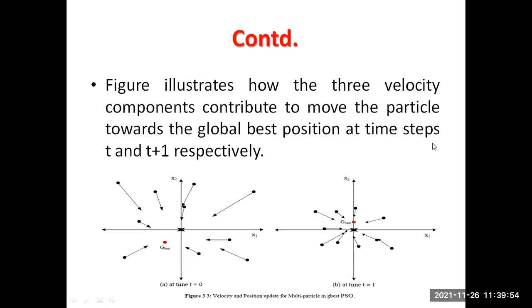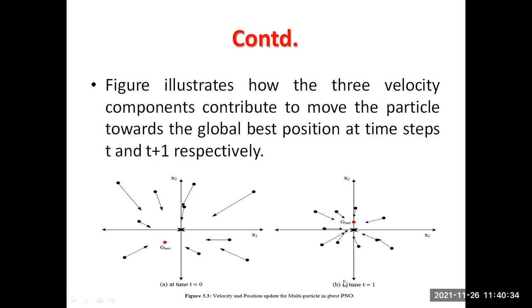The figure illustrates how the three velocity components contribute to move the particle towards the global best position at time steps t and t+1. So you see at time step t equal to 0, these are the positions of every particle. Let us say within that subspace, the particles are located in this fashion. Now let us say that in that particular cycle, the G-best is this red one. So all these particles will try to move to this location. They will always try to move to the location of the G-best.